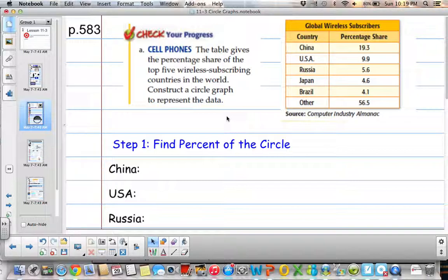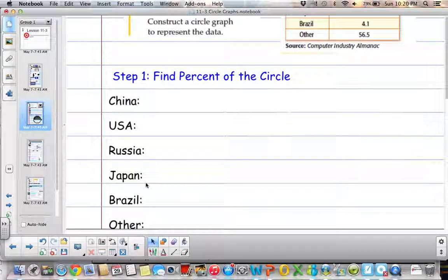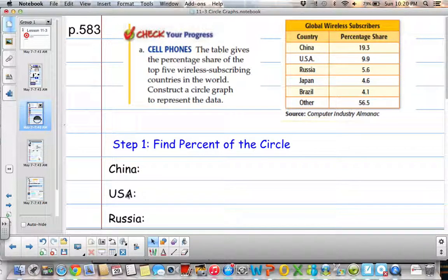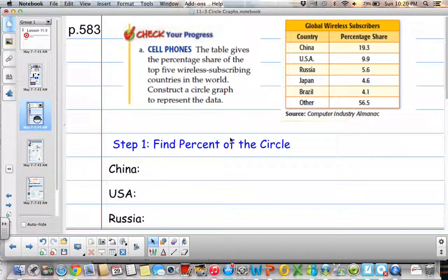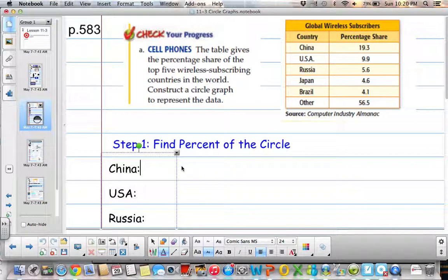Okay, so here's another one. The table gives the percentage share of the top 5 wireless subscribing countries in the world. Construct a circle graph to represent the data. So I'm going to do China, and then I want you to pause me and do the rest of the countries on your own. So we find the percent of the circle. So even though there's not a percent behind each of these numbers, we know that it's a percentage. So remember to find the percent of a circle.